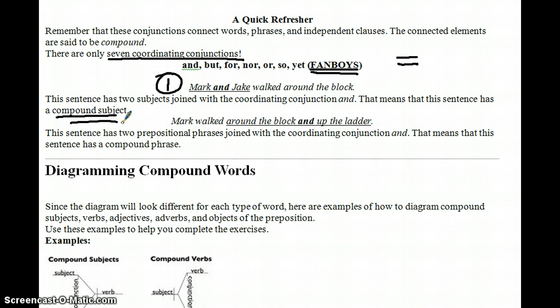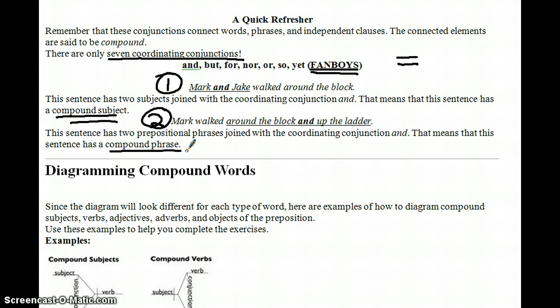In the second example, we have Mark walked around the block and up the ladder. Now we have one subject, Mark, and he's walking. But what we have is not a compound subject, but a compound prepositional phrase. Why? Well, hopefully you realize that the and is the conjunction, the bolded word in the sentence, and up the ladder and around the block are both prepositional phrases. Okay, so that's an example of compound phrases.